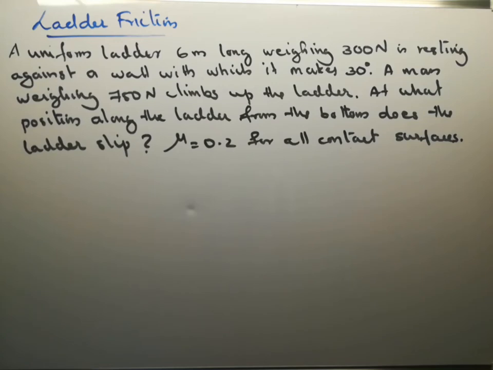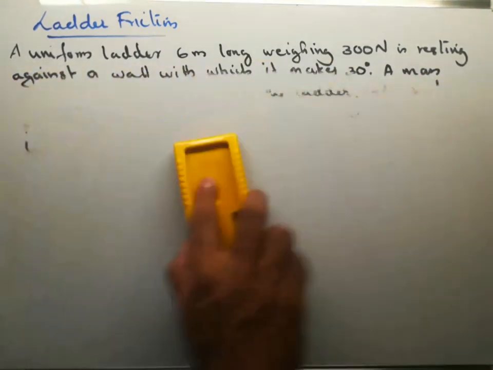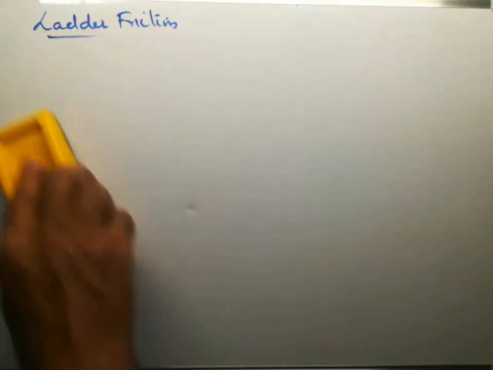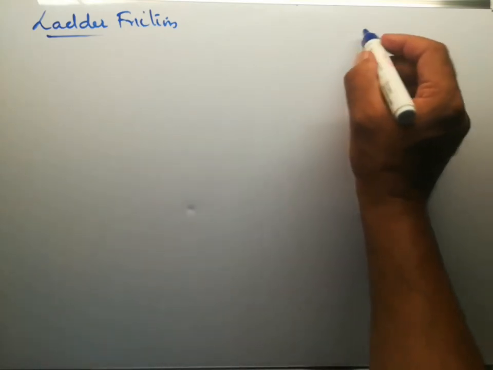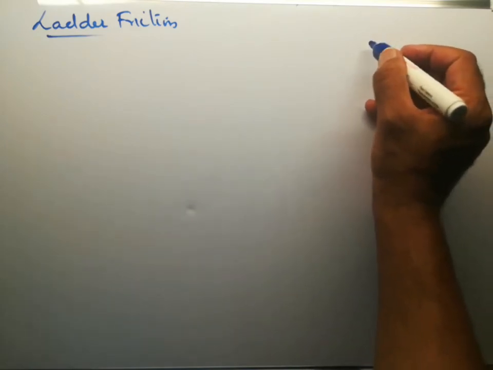That is the question. So we need to find the distance along the ladder at which the ladder will slip. That means we have to find the distance from the bottom along the ladder where the man is, and at that point the ladder will be slipping. So to solve this, we have to draw a figure. Draw the ladder. I will be drawing the free body diagram.